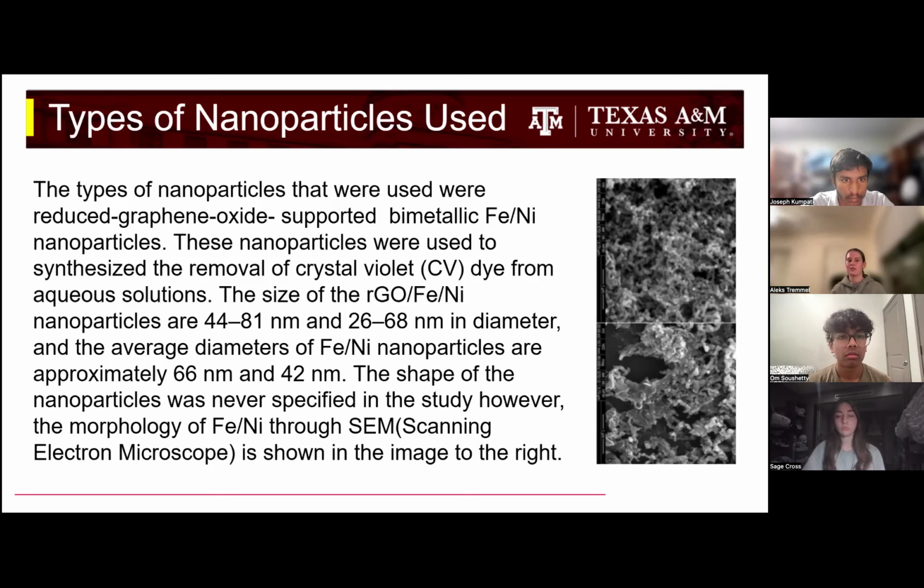They didn't actually specify the shapes of the nanoparticles. However, they studied the morphology of iron and nickel through a highly defined microscope scanning technique called scanning electron microscope. If you look at the image on the right, it has a DNA look-alike effect. And that is just showing, since there's no actual shape, roughly what it actually looks like.